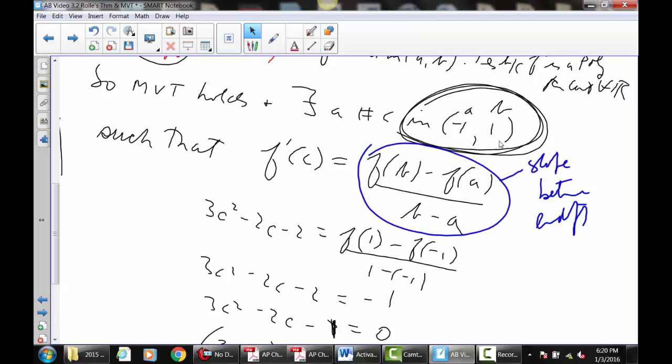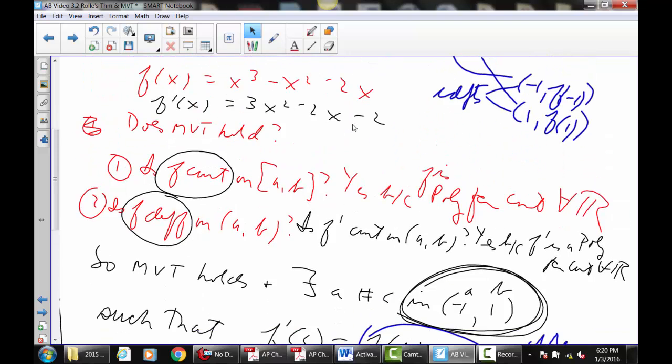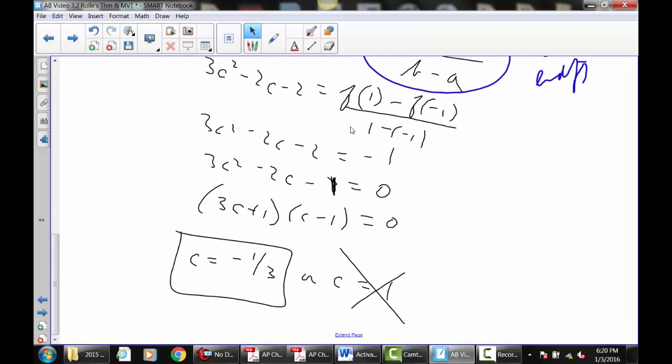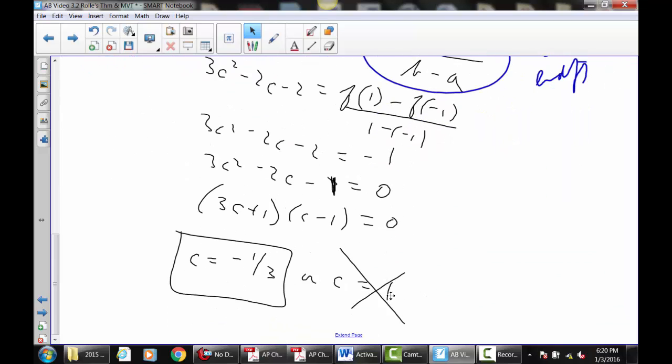Our a is -1, our b is 1, so that becomes f of 1 minus f of -1 over 1 minus -1. F prime of c, here's f prime of x. Replace the x's by c's. Solve the equation. Now remember, our c's have to be between -1 and 1. And 1 is not between -1 and 1, so the only answer we can keep is -1/3.